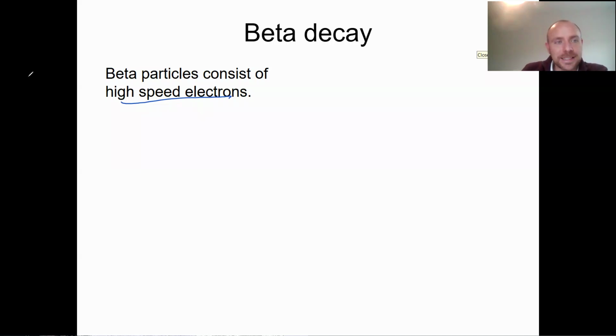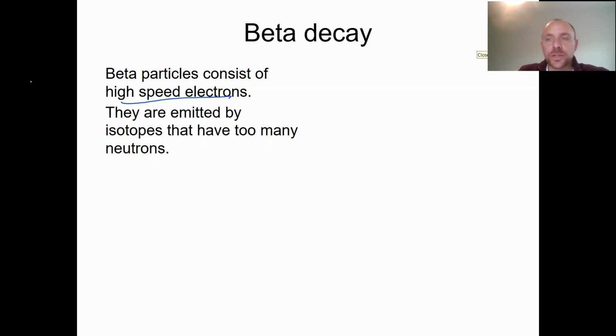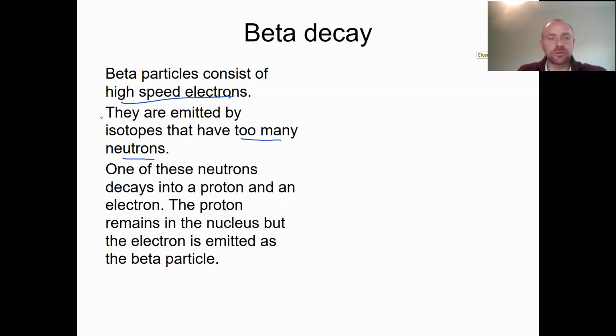But what's going to happen is that actually a neutron will turn into an electron. It tends to happen in isotopes where there are too many neutrons, okay? Way more neutrons than protons. Again, that leads to instability, and somehow that isotope wants to get rid of some neutrons. But rather than throwing those neutrons out, it changes that neutron into an electron and a proton. So one of these neutrons decays into a proton and an electron. The proton remains in the nucleus, but the electron is emitted as a beta particle.